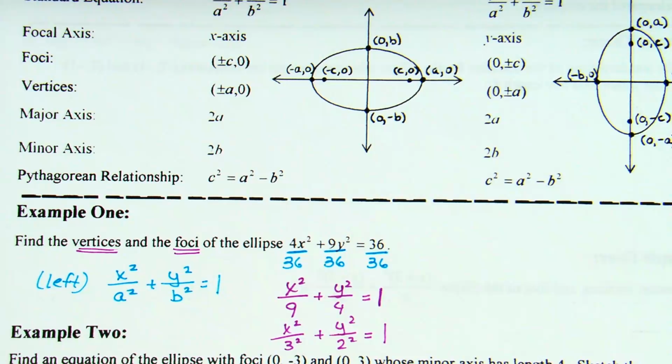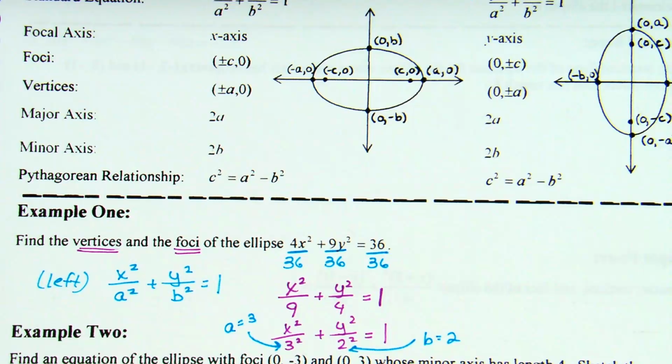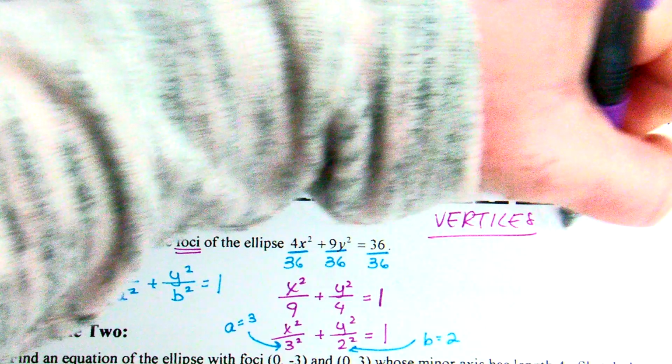What's a? 3. Because a is always the bigger number, and it's the square root of the whole thing, so a is 3. What's b? B is the smaller of the two, and so b is 2. Notice I'm not using 9 and 4, because it's a squared and b squared. Now, what did they ask me to find? Vertices and foci.